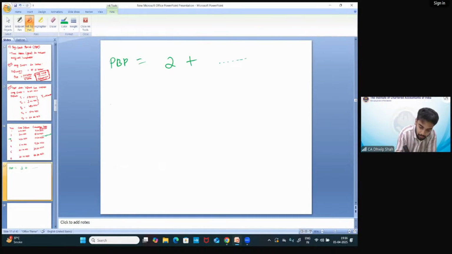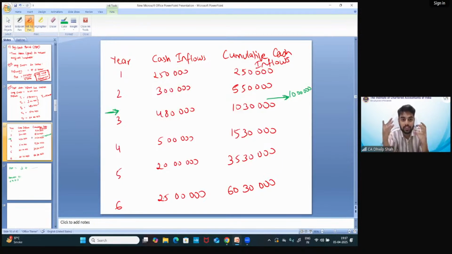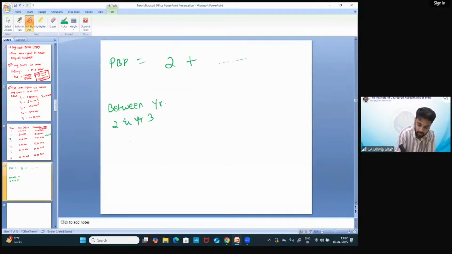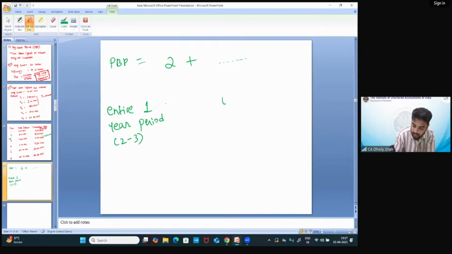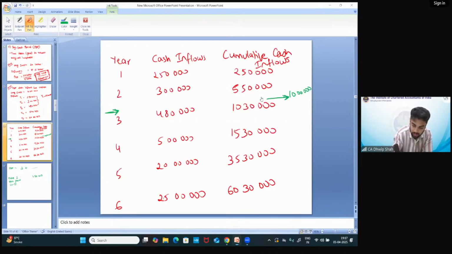Now, between year 2 and year 3, in this entire 1 year period, how much cash inflow did my company generate? How much did the company earn in the whole year? Between year 2 and 3, my company earned 4,80,000, or my company recovered 4,80,000. Yes or no? Between year 2 and year 3, the company recovered 4,80,000.